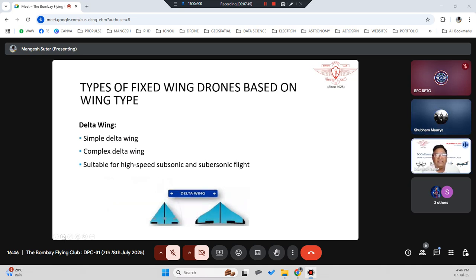Then delta is simple delta or complex delta. These are basically used for high speed subsonic or supersonic flights. Okay, you might have seen recently the B2 bomber, right? So it is almost similar to this kind of design. So these are basically for very high speed subsonic or supersonic flights, or especially fighter jets, they use this kind of design.